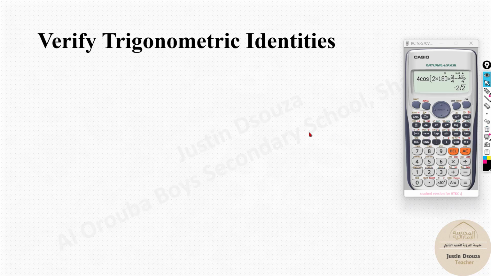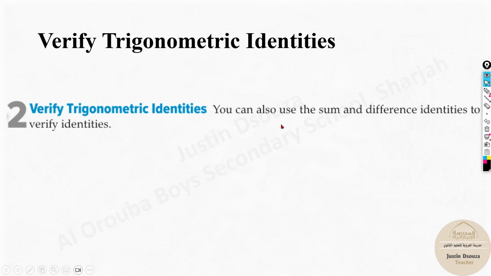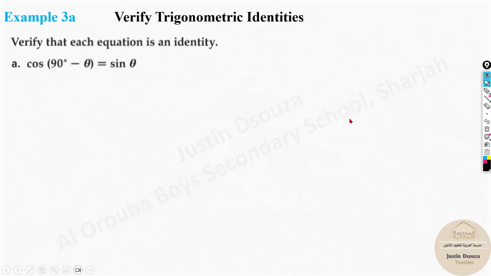Now we will verify trigonometric identities. We can use sum and difference angle identities to verify lots of different identities, and we will see this one over here. Cos of 90 minus theta. How do we solve this? We need to get the right side equal. Obviously this is equal to sine theta, it's already told. But how do we prove it?